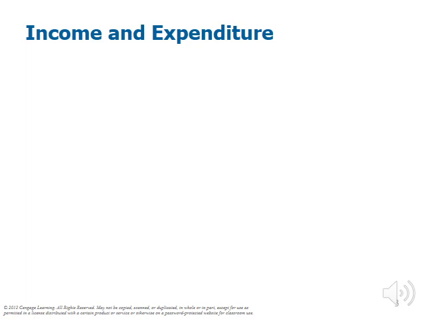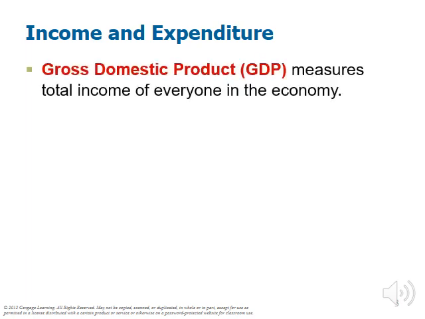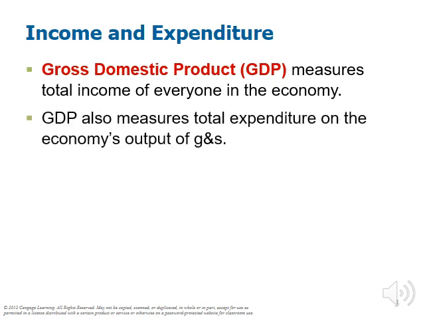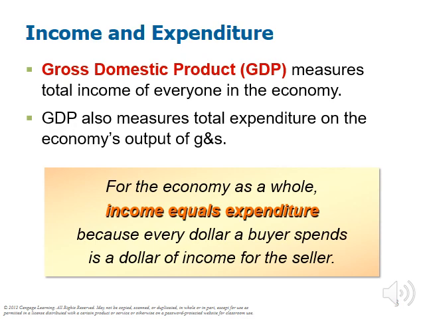Income and expenditure. Gross domestic product measures total income for everyone in the economy. GDP also measures total expenditure in the economy. This is because every good sold is an income for someone else. For the economy as a whole, income must equal expenditure. Every dollar a buyer spends is a dollar of income for some seller. This was represented to us in our circular flow diagram.